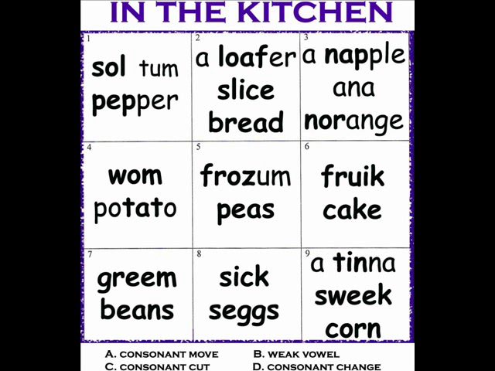Let's try it. Any volunteers who bring one of these? Number five, yes. Number five, what is it? Frozen peas. How did they get miswritten like this? Consonant change. The N at the end of frozen has changed to M because of the P sound after it. Right. The answer's in the booklet, isn't it? Yeah. So we don't spend any more time on that.